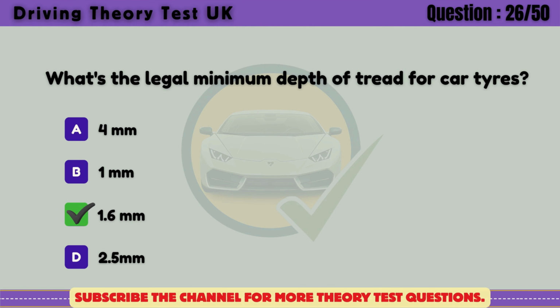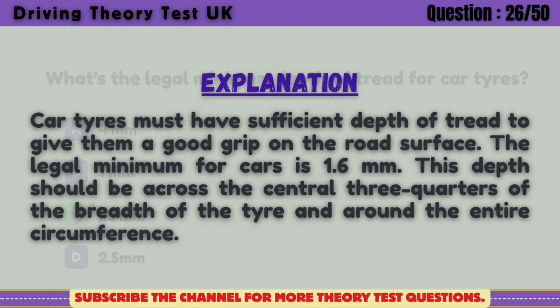Answer is C. 1.6 mm. Car tires must have sufficient depth of tread to give them a good grip on the road surface. The legal minimum for cars is 1.6 mm. This depth should be across the central 3/4 of the breadth of the tire and around the entire circumference.